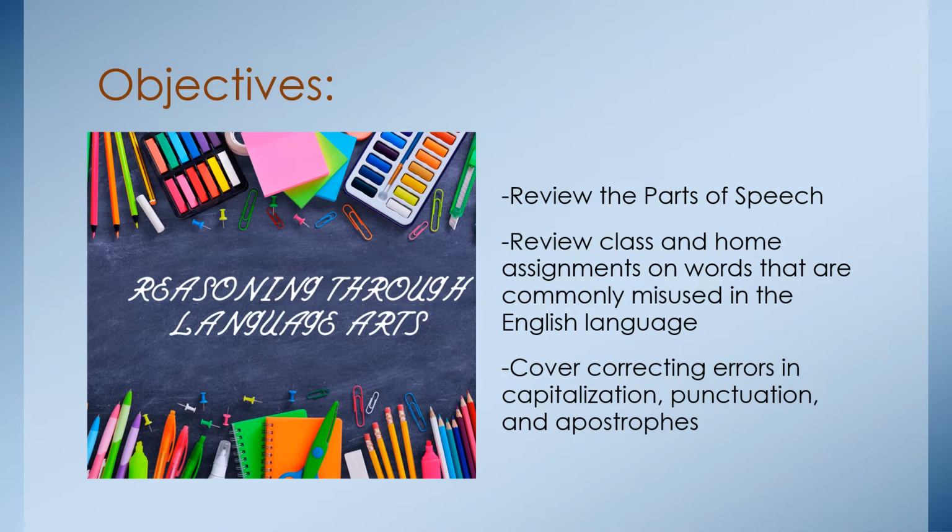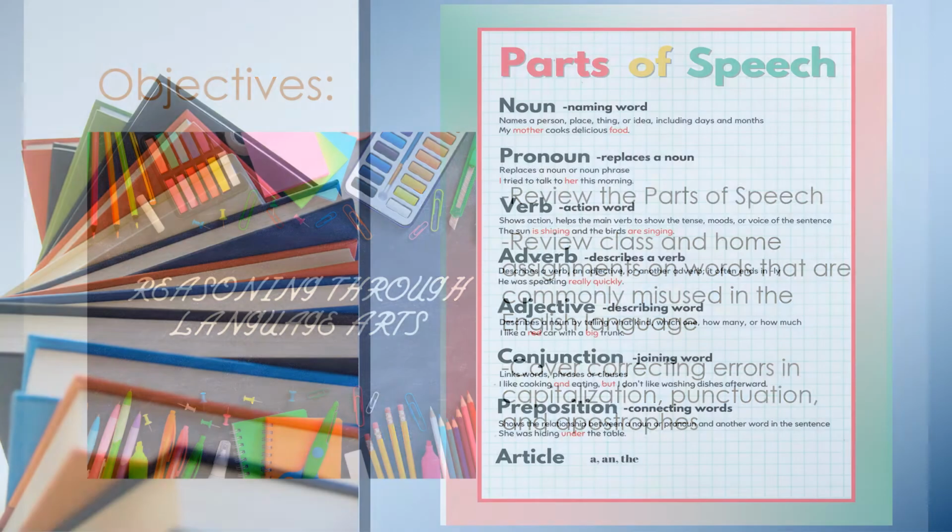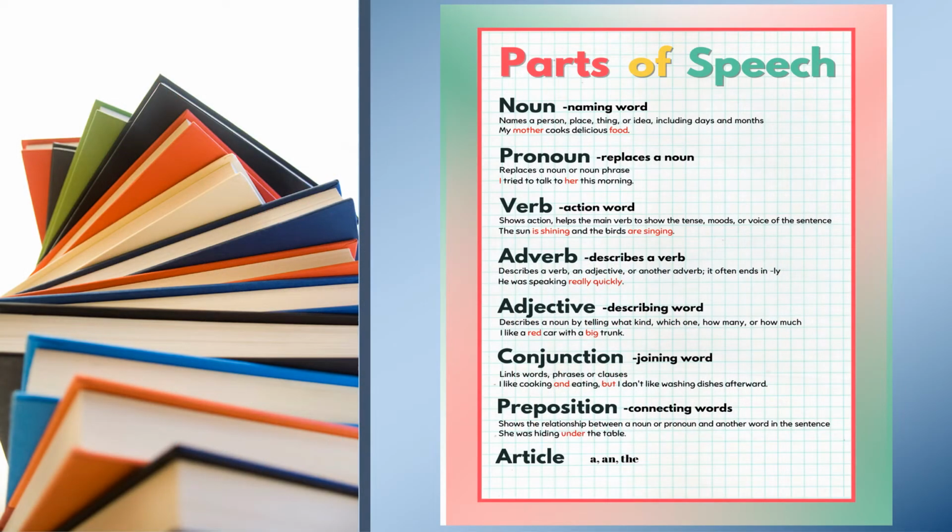So, the objectives for this presentation are that we're going to review the parts of speech, review class and home assignments on words that are commonly misused in the English language, and cover correcting errors in capitalization, punctuation, and apostrophes. Hopefully, you saw the last lesson plan that covered the parts of speech. If not, we're going to review the parts of speech here.